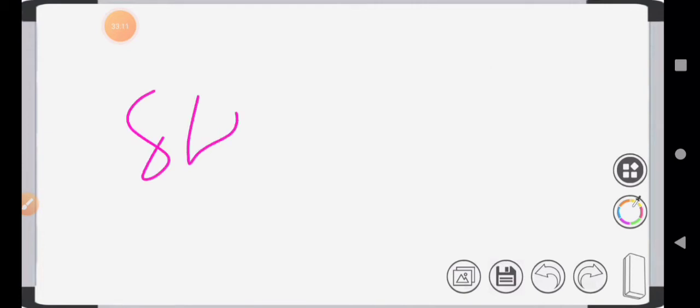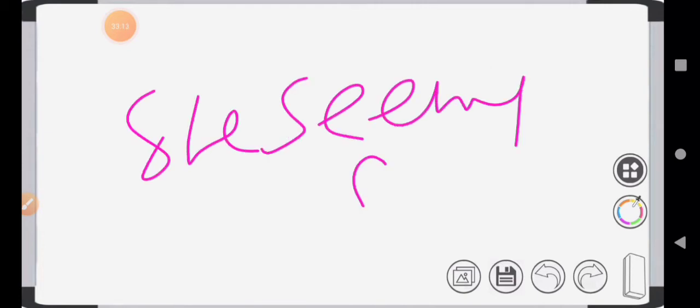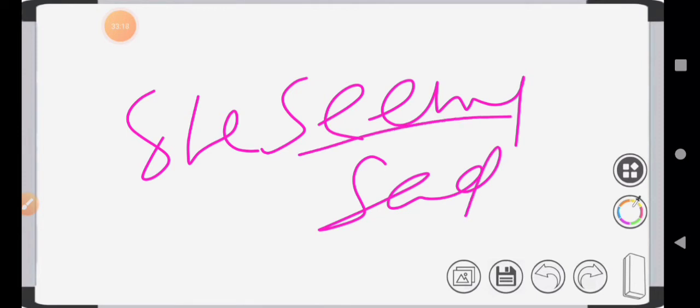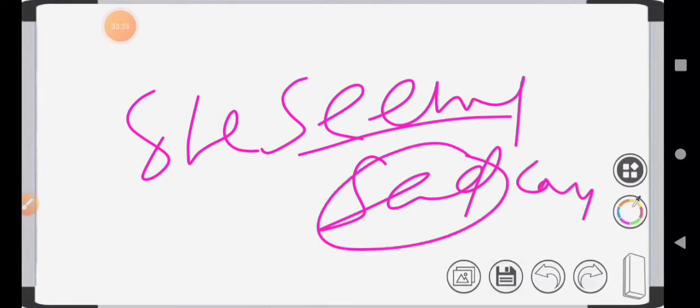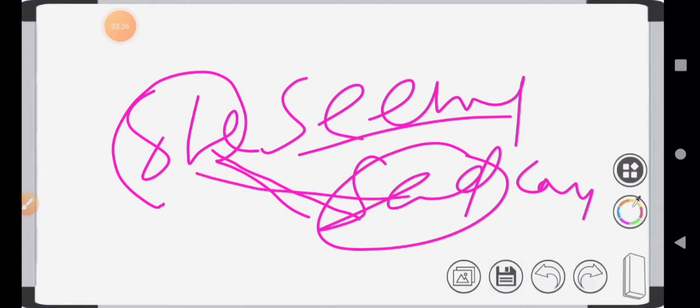She seems sad. She looks sad. This is also a linking verb. I will explain the linking verbs. Sad is an adjective. It functions as a complement. Which complement? It tells something about the subject she. That means it is a subject complement.